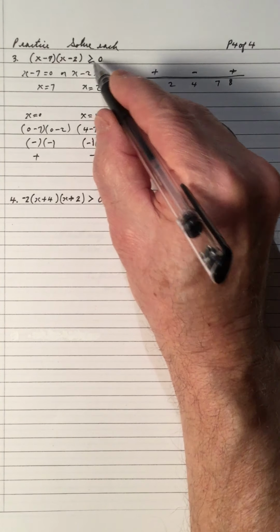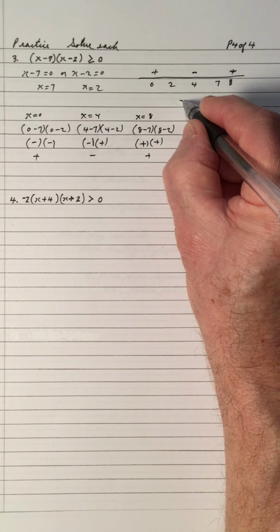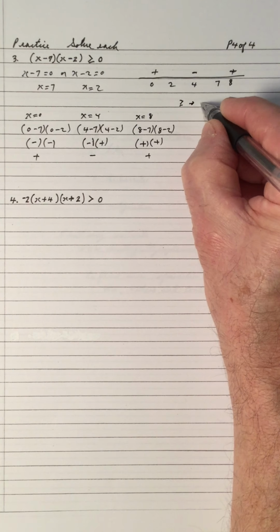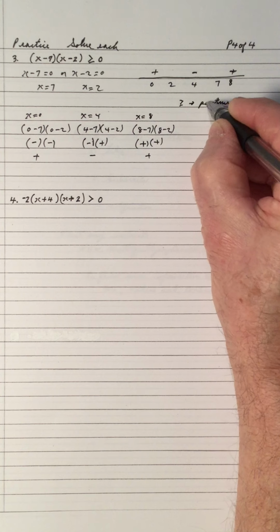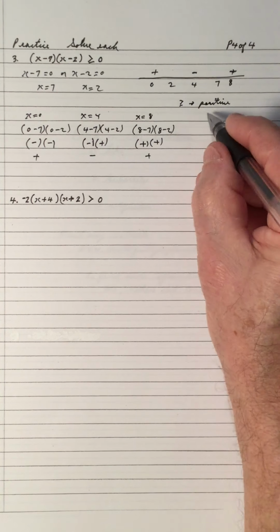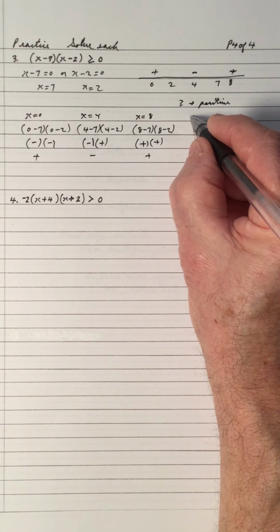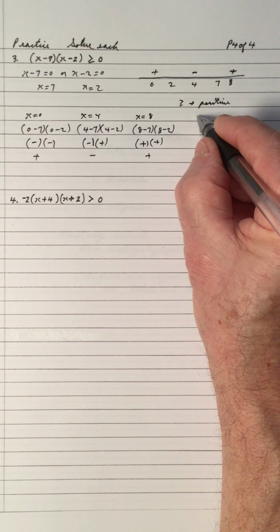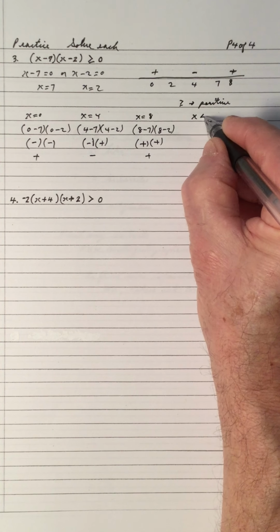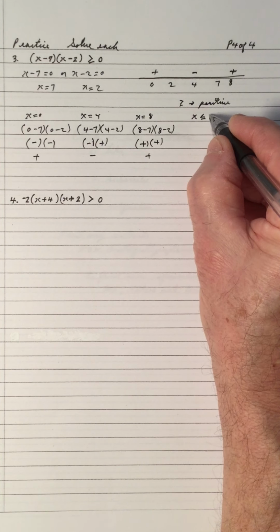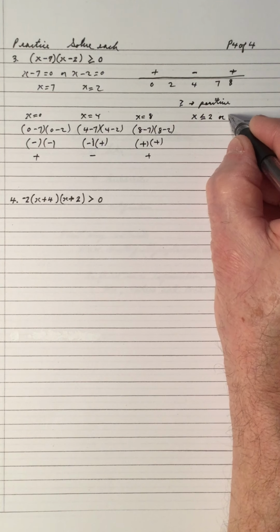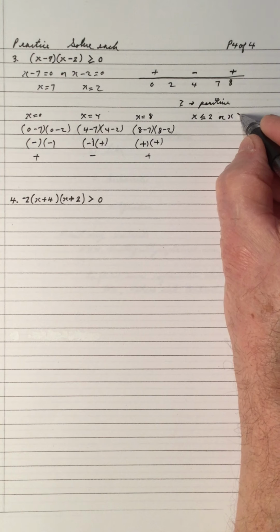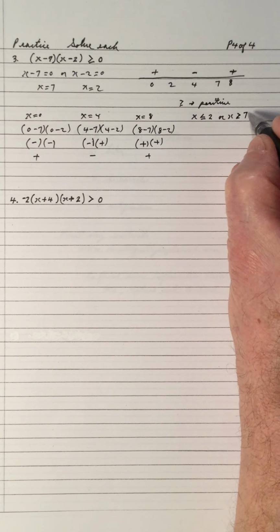And greater than or equal to is the pluses. So greater than or equal to is the positives. So we're dealing with this interval here: x is less than or equal to 2, or x is greater than or equal to 7.